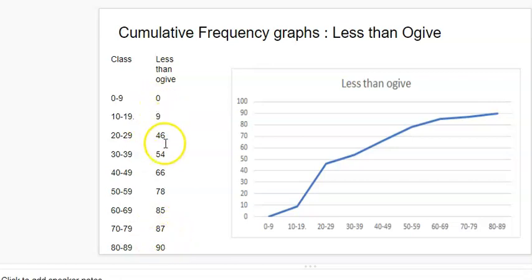So we are going to explain the less than ogive. That means we can see the cumulative frequency in ascending order. And what is the meaning of less than ogive? For example, if I take a particular point here, this is one point, and all these previous points are less than this particular point. So all is less than. So this is the less than ogive.